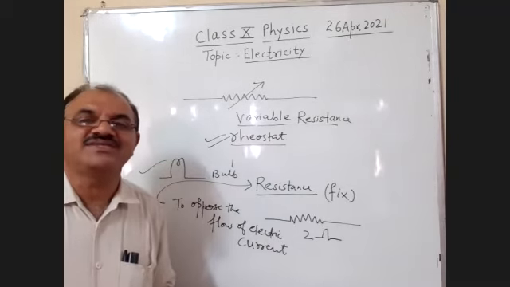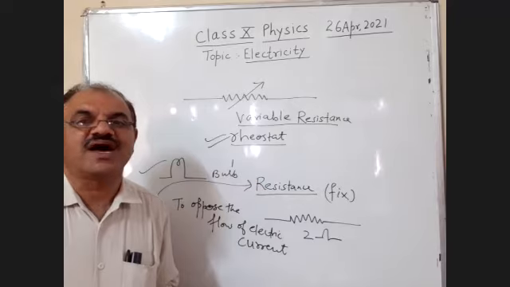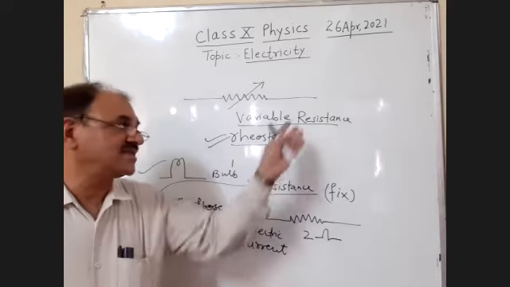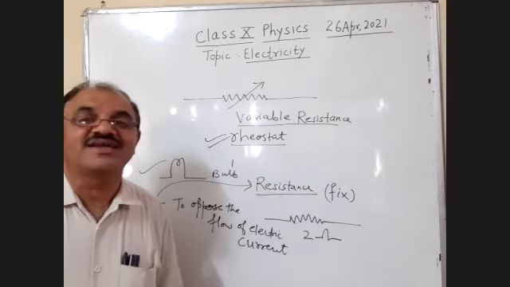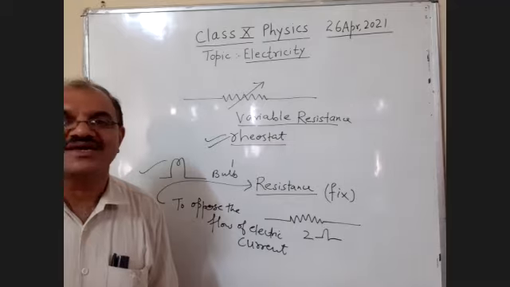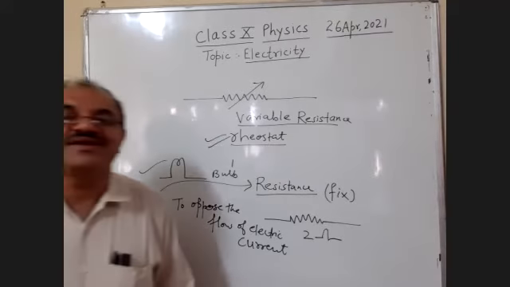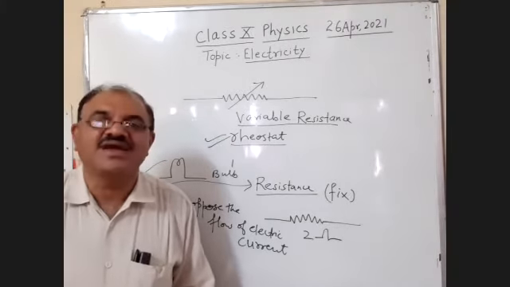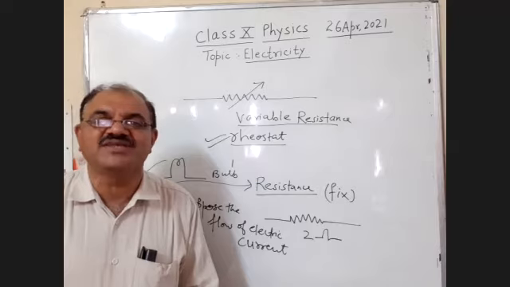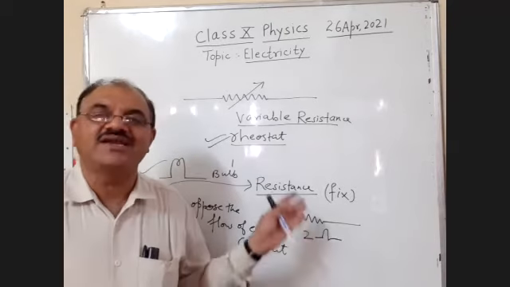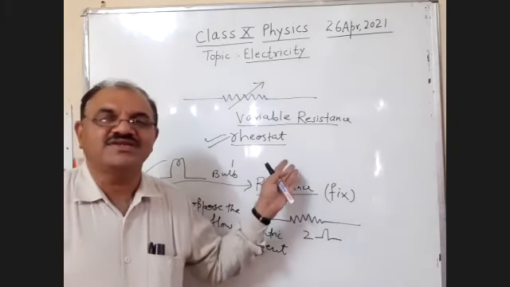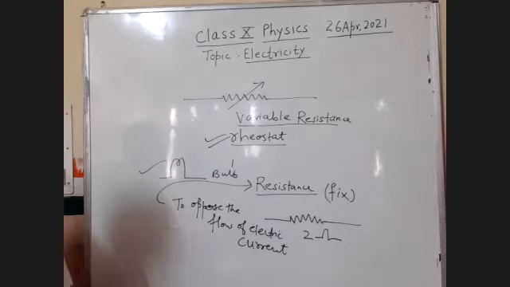One is the ammeter, the other is the voltmeter. I already discussed this when I was explaining current and potential difference. There I told you the current is measured with the help of an ammeter, and potential difference is measured with the help of a voltmeter. Now I draw both diagrams, the ammeter and the voltmeter.